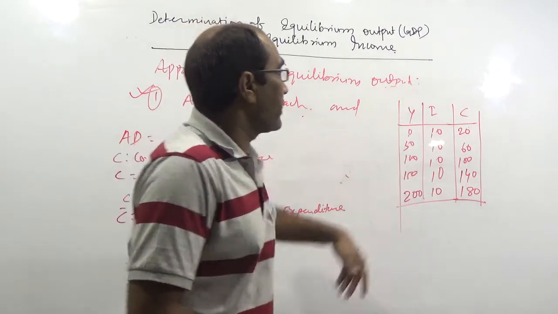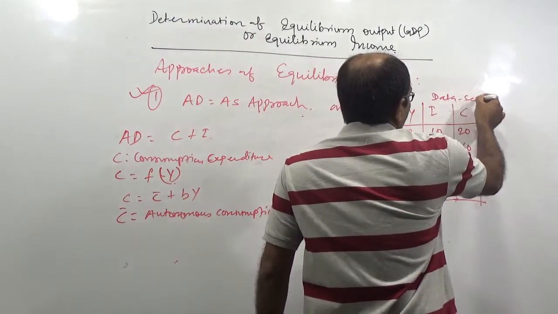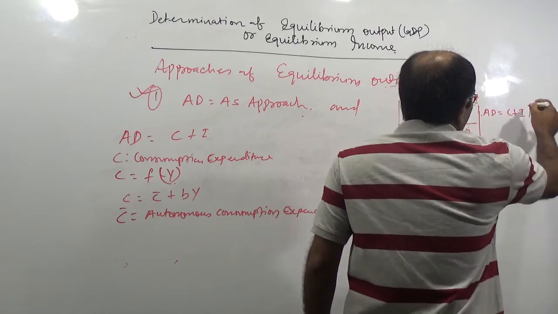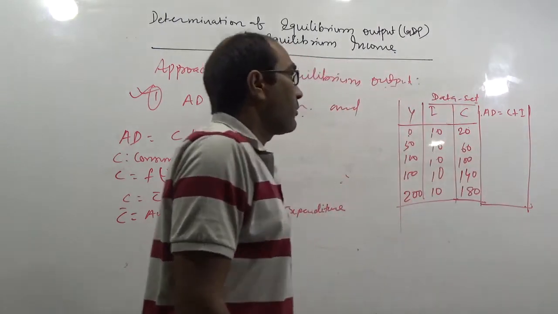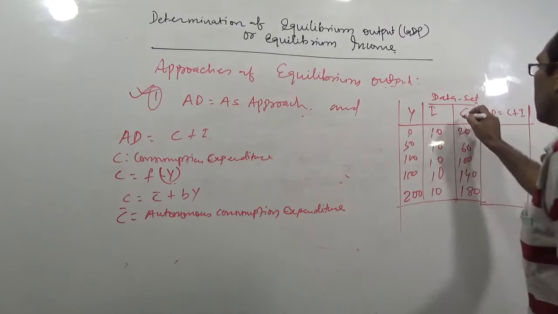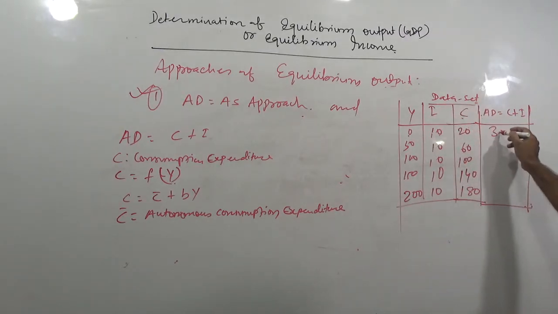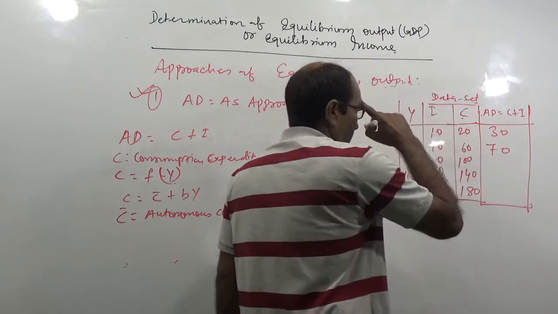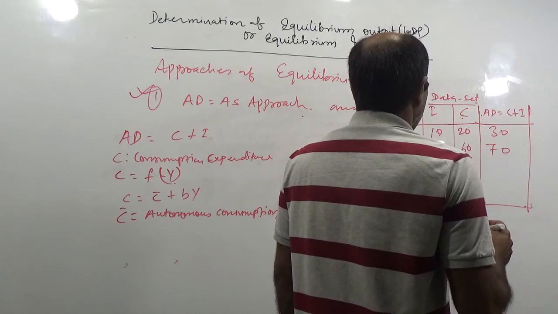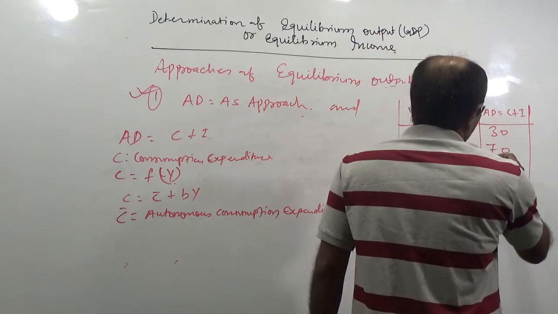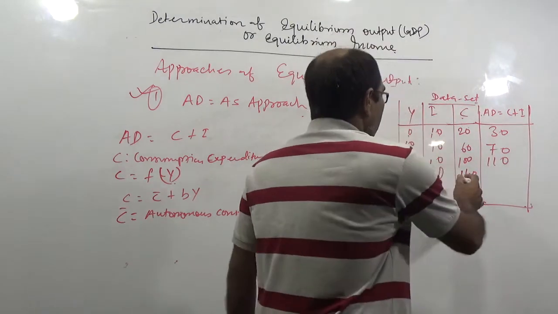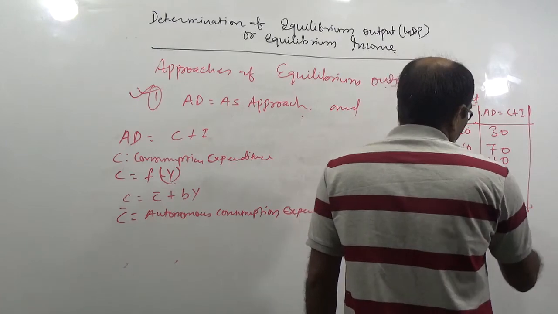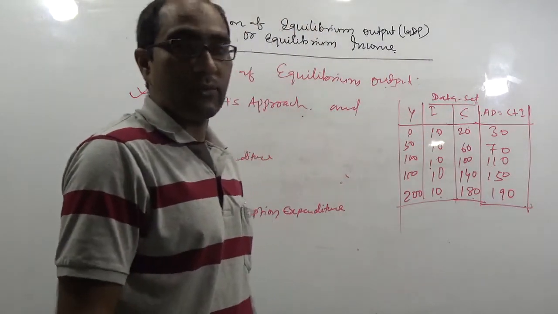So, after having the data set, you can calculate the value of AD equals C plus I. See, calculation of AD by joining the values of C and I both. 10 plus 20 equals 30. 10 plus 60 equals 70. 10 plus 100 equals 110. 10 plus 140 equals 150. 10 plus 180 equals 190.